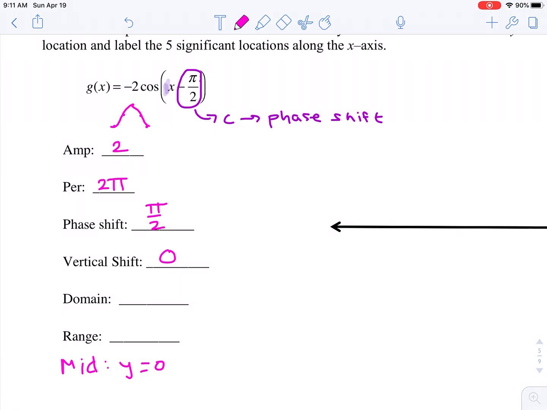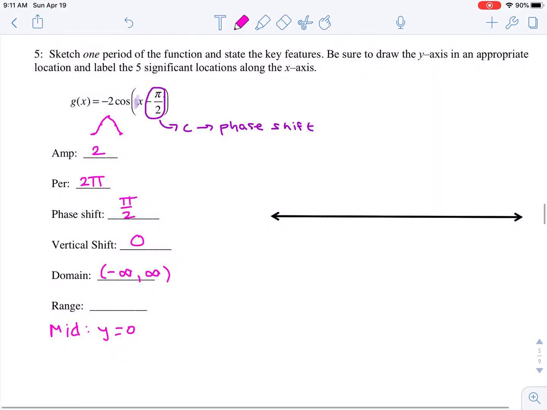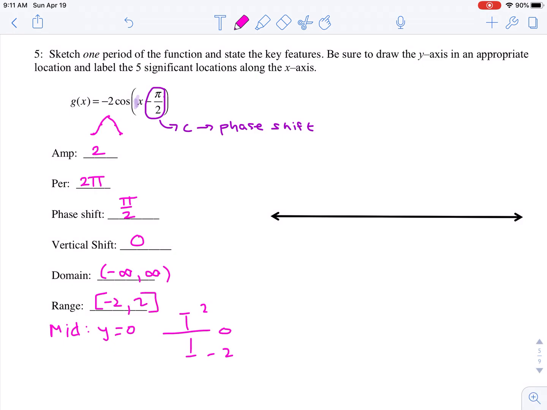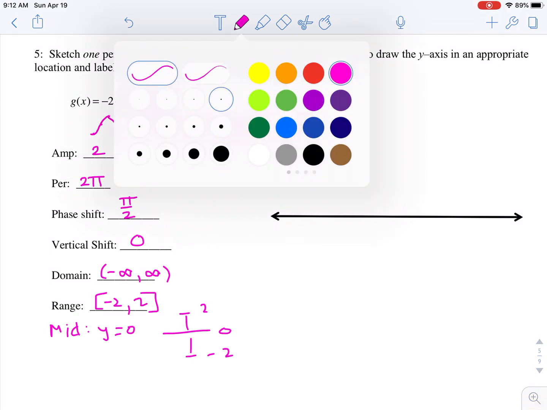My domain has not changed. It's still negative infinity to infinity. And then when I think about my range, if my midline is at 0, I don't have a vertical shift, and I go up 2 and down 2, I'm going to go from -2 to 2. So I've collected all of my information, and I'm going to use this to help me draw it.